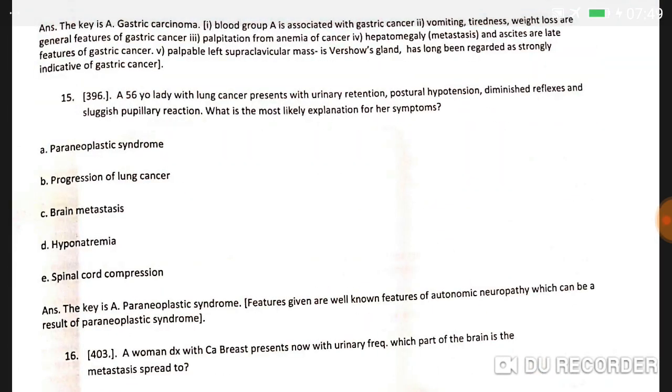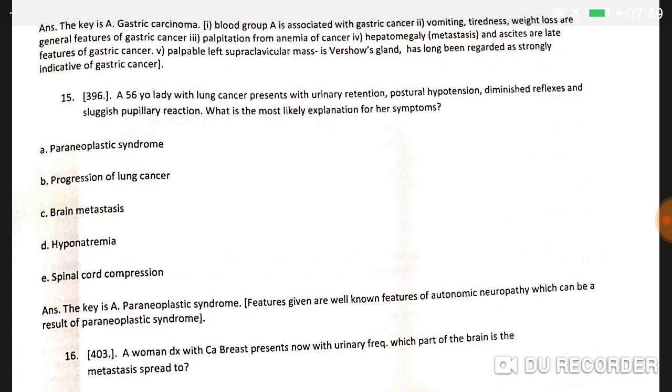Gastric carcinoma. Blood group A is associated with gastric cancer. Vomiting, tiredness, and weight loss are general features of gastric cancer. Palpitation is due to the anemia of cancer. Hepatomegaly, metastasis, and ascites are late features of gastric cancer. A palpable left supraclavicular mass, the Virchow gland, has long been regarded as strongly indicative of gastric cancer.